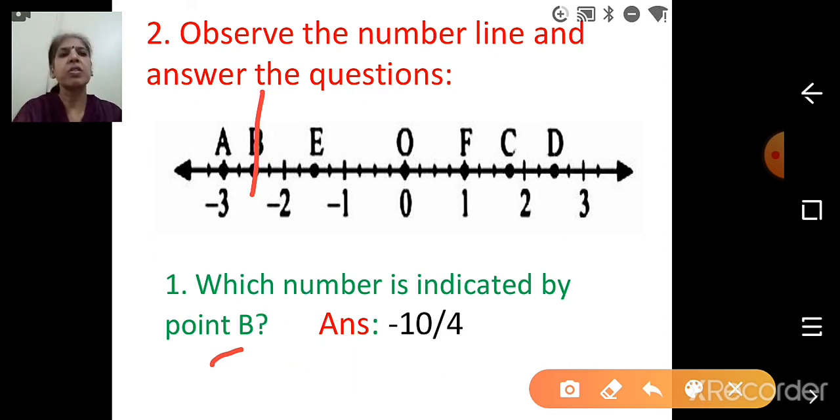Or we can also write this number as, after 0 you count, negative 1 is nothing but 4 upon 4, 2 is nothing but 8 upon 4. So next 9, 10. So you can also write it this way, 10 upon 4. So you can write both ways. You can write negative 10 upon 4 or we can also write negative 2, 2 upon 4.